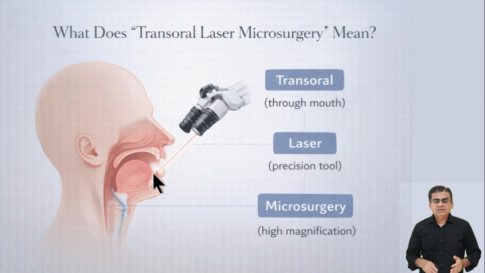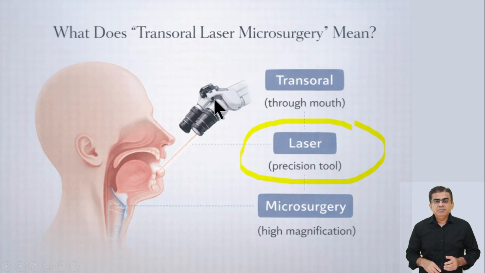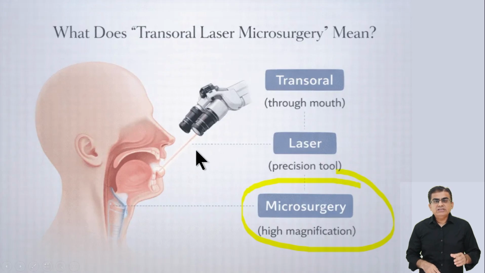Second is the laser. This is our precision cutting tool. We use a highly focused beam of light instead of a traditional steel scalpel. Third is microsurgery. We perform this entire procedure looking through a surgical microscope. This gives us the high magnification we need to see tiny tumor margins safely.